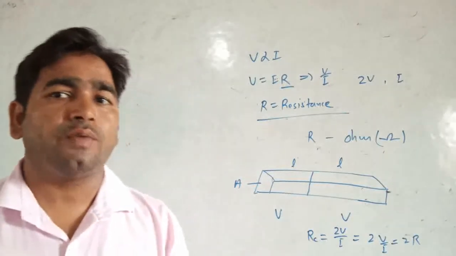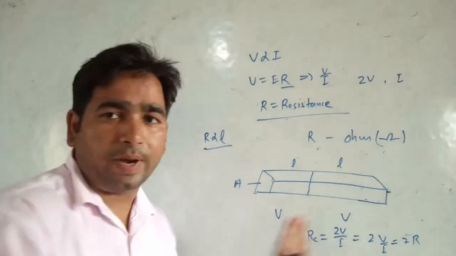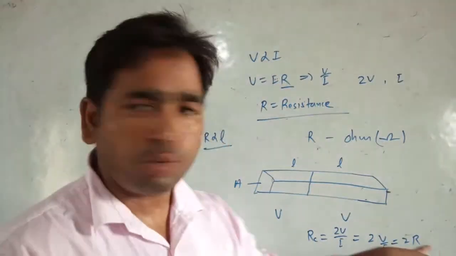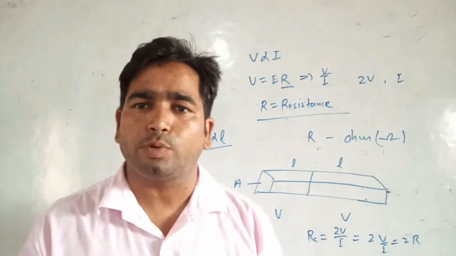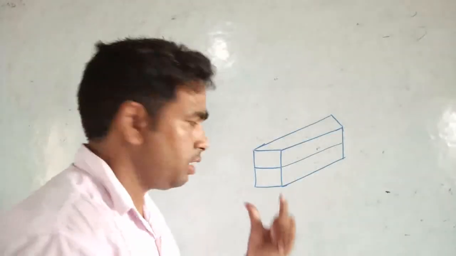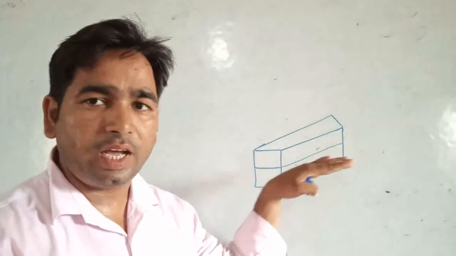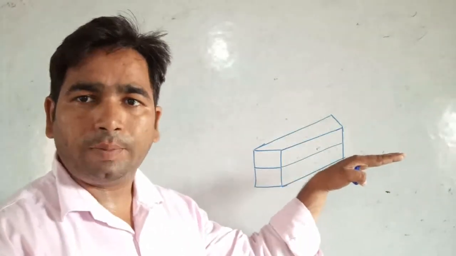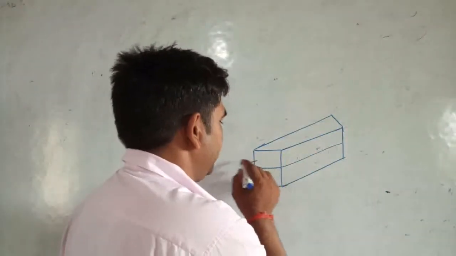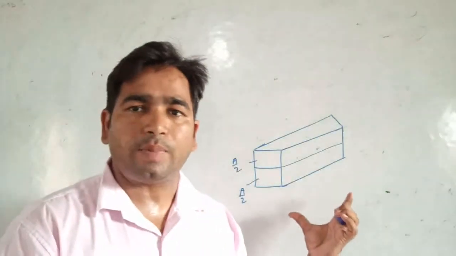Clear? In class 10th you only studied that R is directly proportional to L, but how it depends on the length we will study in class 12th. RC equals 2R means R is directly proportional to the length. Okay students, now we will study the cross section area. Suppose we cut the cross section area lengthwise. Then each has area A by 2, and current I is applied in this conductor and V is the potential difference.